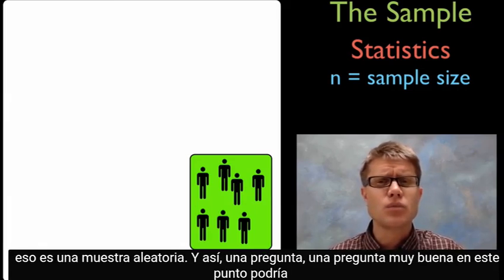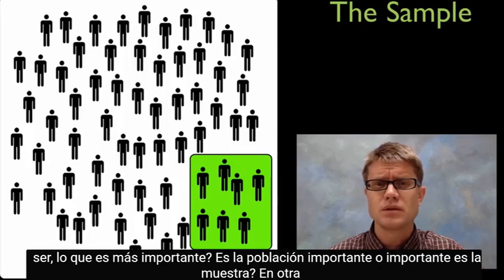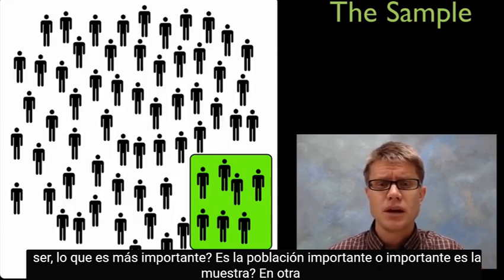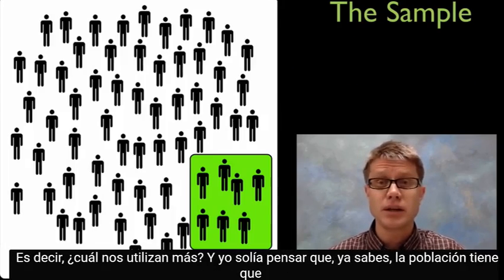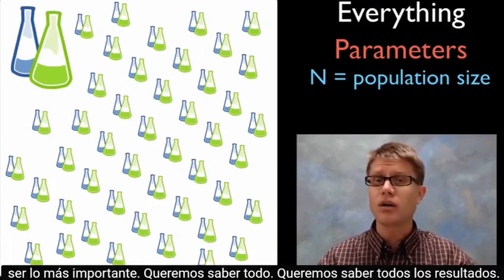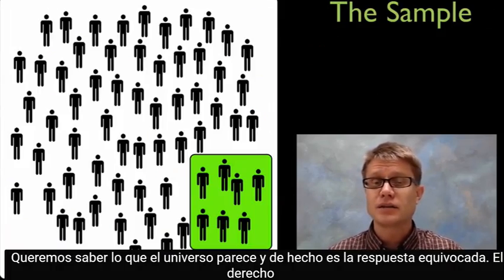And so a really good question at this point might be, which is more important? Is the population important, or is the sample important? In other words, which one do we use more? And I used to think the population has to be the most important thing. We want to know everything. We want to know all the outcomes, or we want to know what the universe looks like. And in fact, it's the wrong answer.